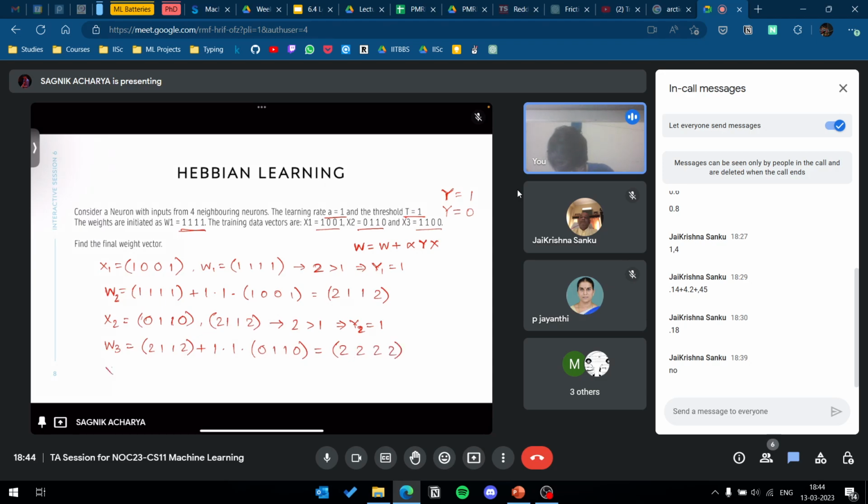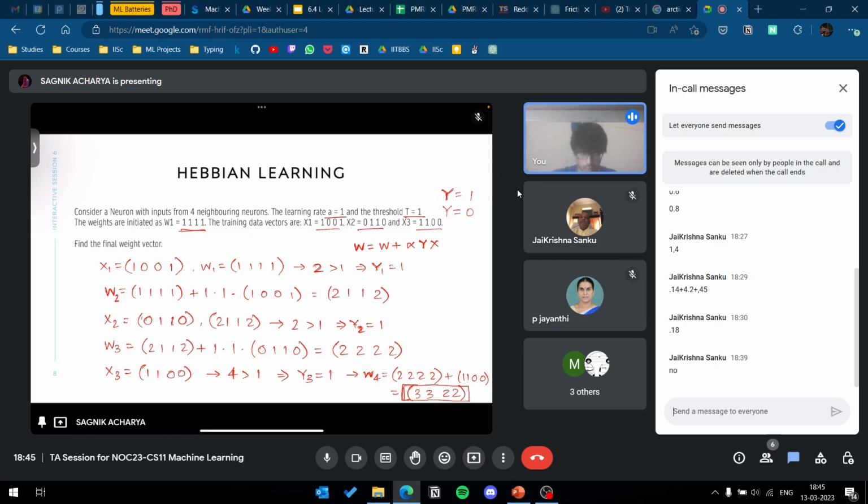Then I have x3, the last one, which is 1 1 0 0. If you do the weighted sum, it comes out to be 4, which is greater than 1, which implies that y3 is also equal to 1, right? So from here you can calculate w4, the final weight, which is 2 2 2 2 plus learning rate 1, y3 is 1, so no point writing those, and my input is 1 1 0 0. So the final answer is 3 3 2 2. This is my final weight vector for this Hebbian learning.